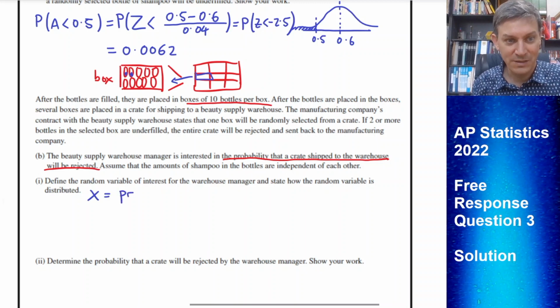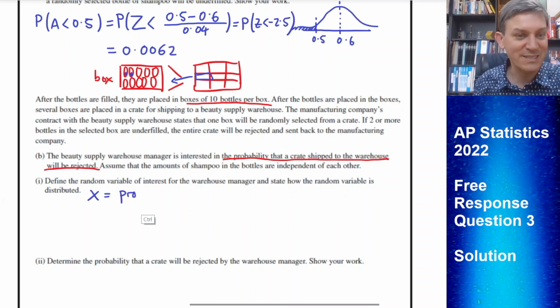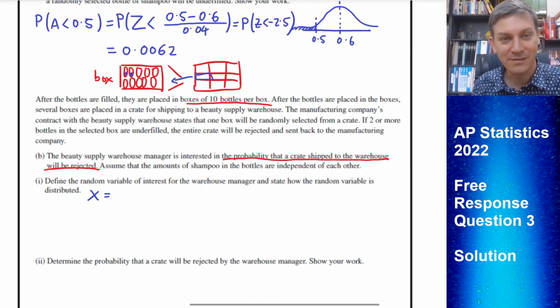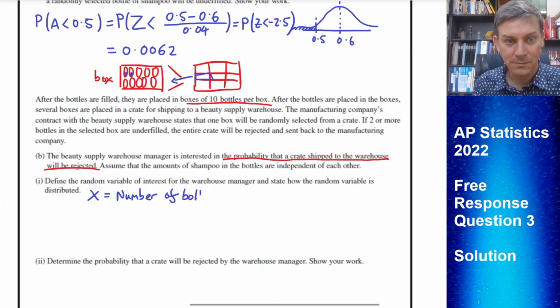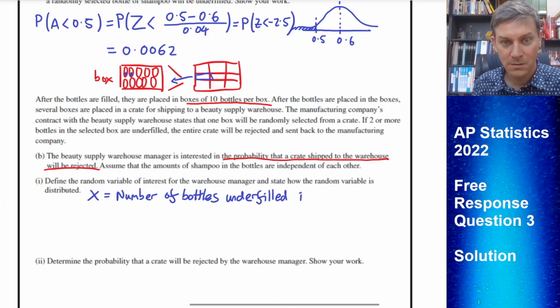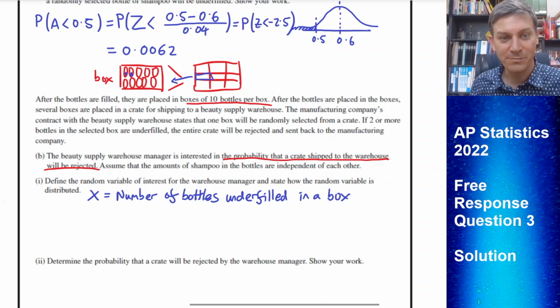So X is the number of bottles that will be underfilled in each box. Right, because the criteria for rejection is that the number of underfilled bottles should be 2 or more. Okay, so that's what he's interested in.